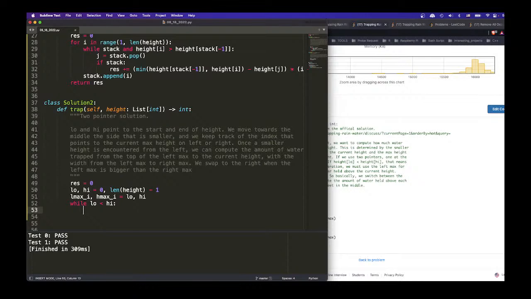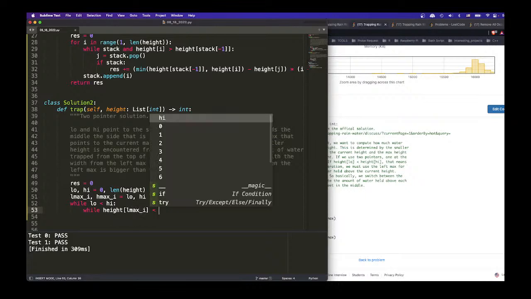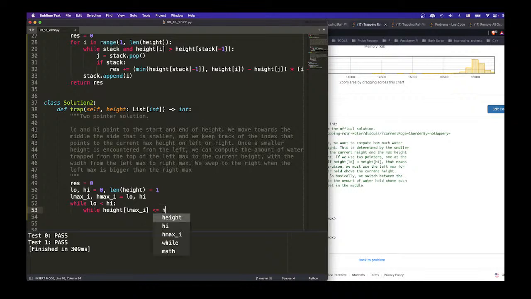And which one's bigger? We can say while height L max I is smaller than, maybe smaller or equal to, height h max I. Okay. Well, this is the case.